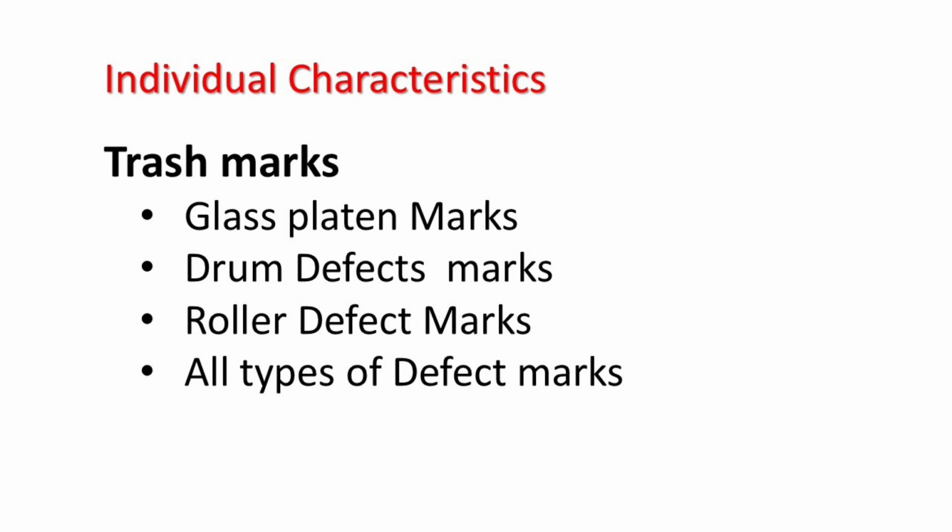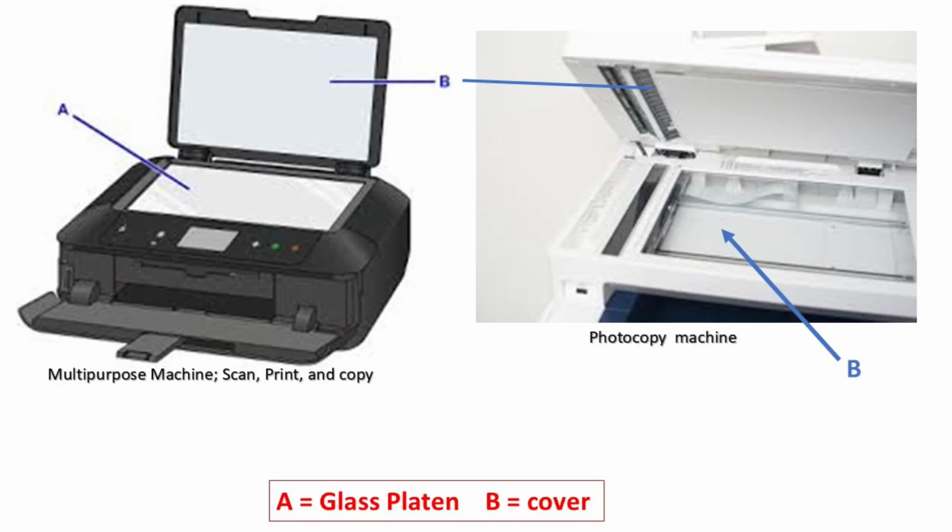I will try to categorize this into three. The first one is platen marks, the glass platen marks. The glass platen on the photocopier machine or any of these multifunctional devices is where you put your document upside down when you want to print, before you cover the lid. That glass is known as the glass platen.